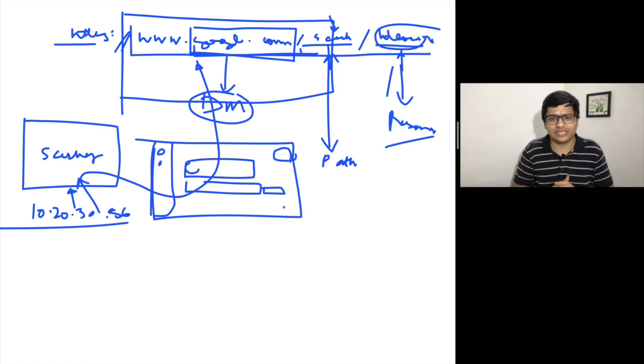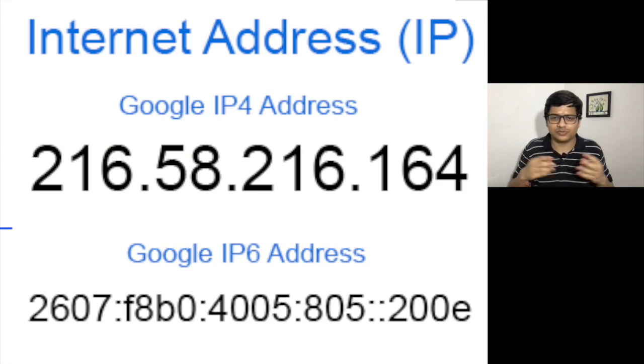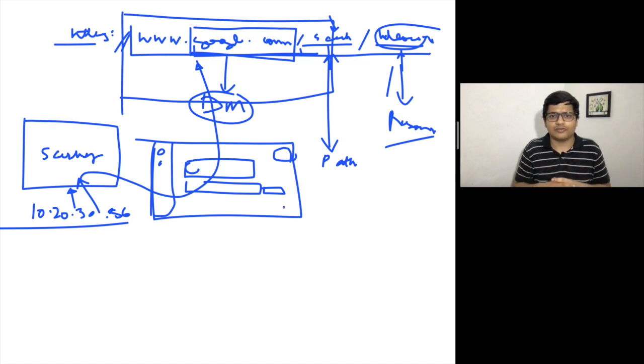So in order to easily remember the IP address to reach a particular web page, suppose google.com, it is very easy to remember: facebook.com or Snapdeal or Flipkart. These websites all have different IP addresses, and their files are hosted there, but these domain names are very easy to remember. That's why we make use of them.